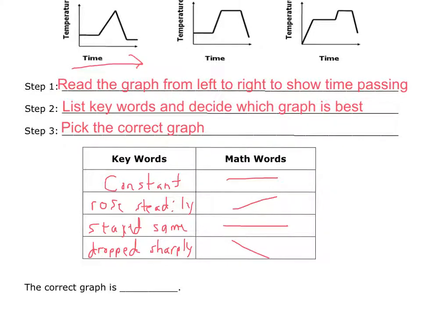Now if you put those in order, our constant line, our rose steadily line, our horizontal line, and our sharply decreasing line, the only graph that has that option is this graph right here, graph B. So the correct graph would be B on this one. This section is basically just using these 3 steps and deciding which graph goes with each of the scenarios.